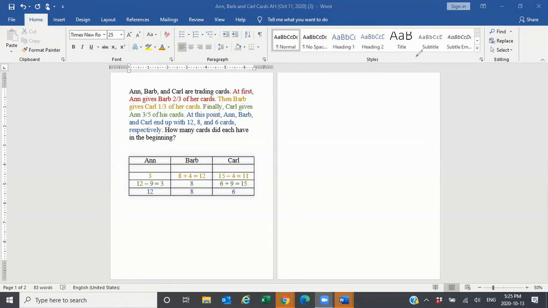Alright, so it says, at first, Anne gives Barb 2/3 of her cards. We don't need the at first. We only need the information that Anne gives Barb 2/3 of her cards. Anne is also left with 3 cards that must be the 1/3 she has left. Alright, so now time to make another fractions diagram. And we divide it into thirds, into 3 pieces, because they're thirds. There we go. And now I will shade in the 2/3 that Anne gave to Barb.